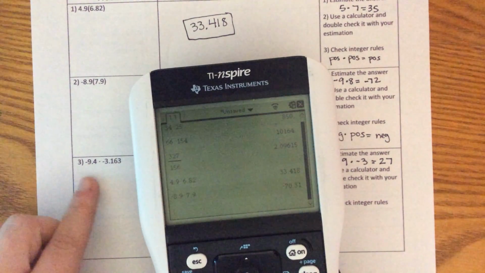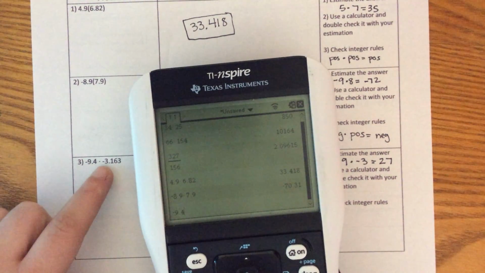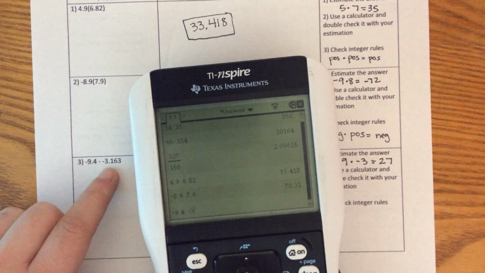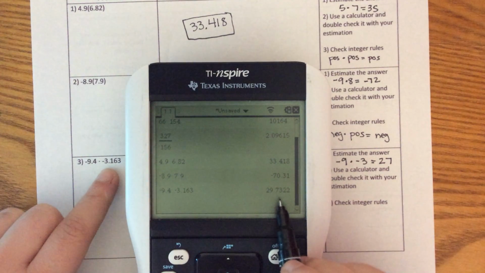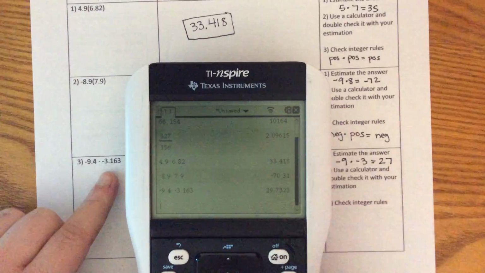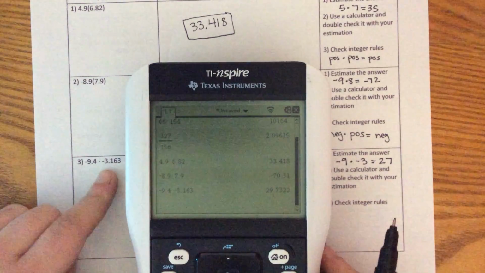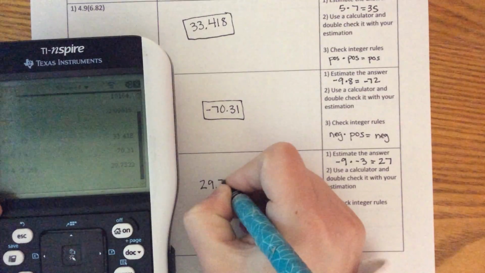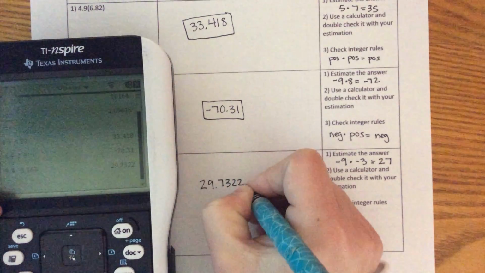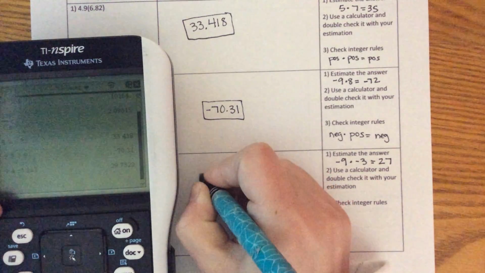Okay, so we're going to use our calculator: negative 9 and 4/10 times negative 3 and 163 thousandths. And we get about 29 and 7,322 ten-thousandths. So that's actually pretty close. So we're going to say 29 and 7,322 thousandths.